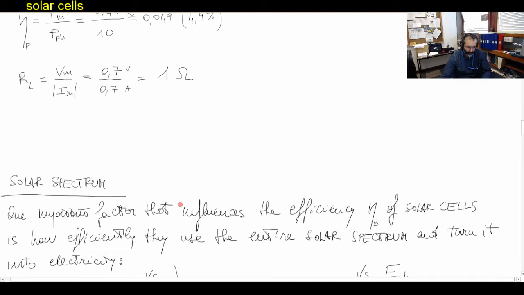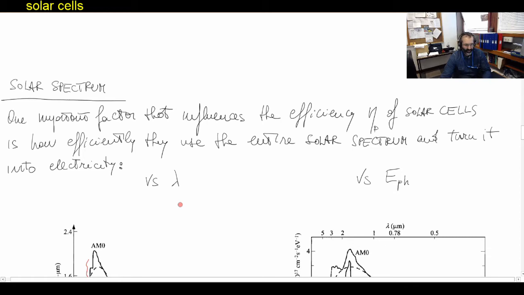So at this point, let me say a few words about the solar spectrum. Obviously, the solar cells must be made and tuned to be more efficient in the absorption of light coming from the sun. And so we need to know a little bit about the solar spectrum. One of the important factors that influences the power conversion efficiency of the solar cell is how efficiently they use the actual entire spectrum and turn it into electricity.